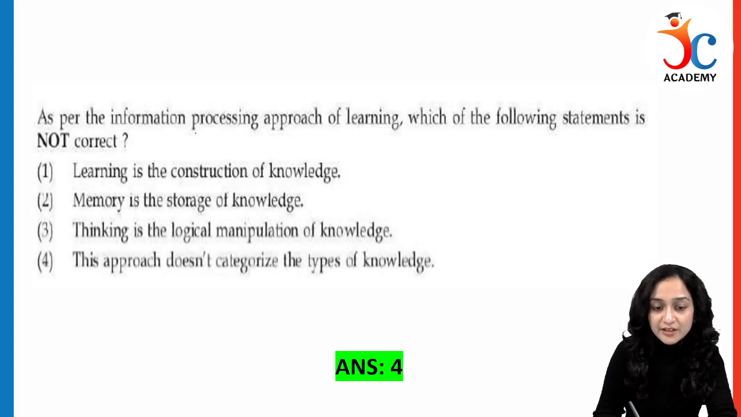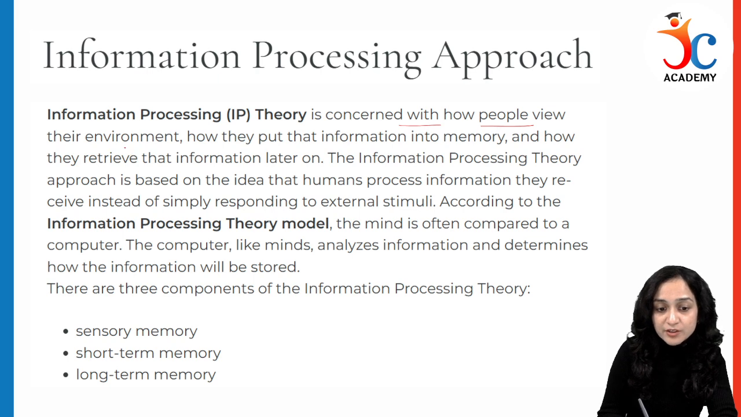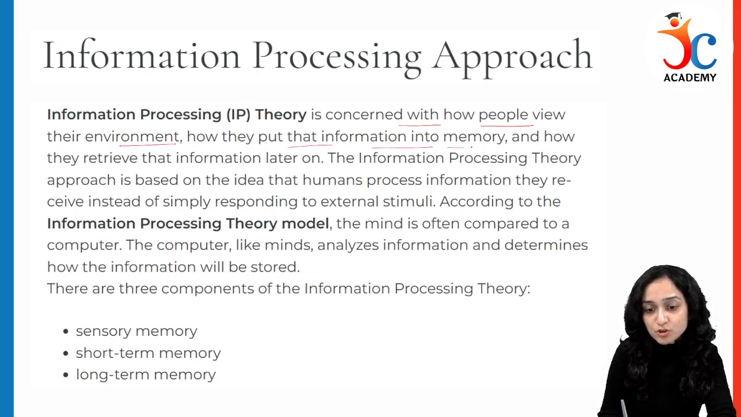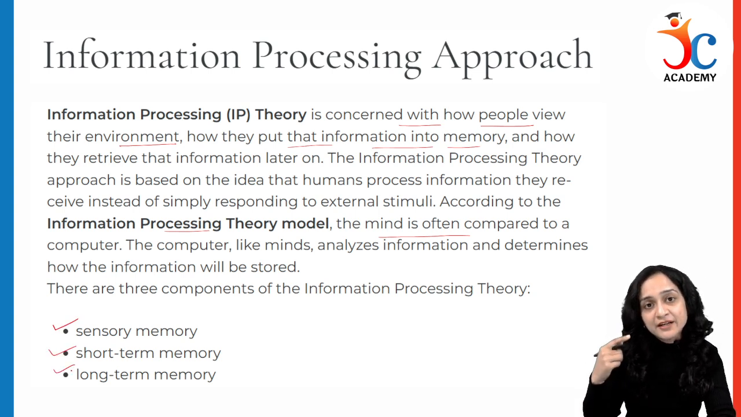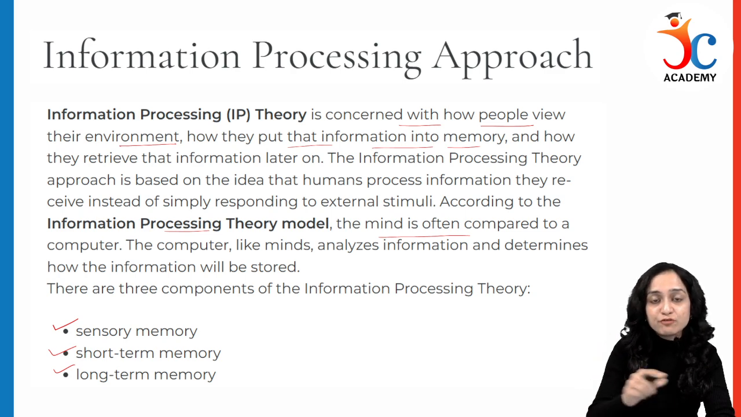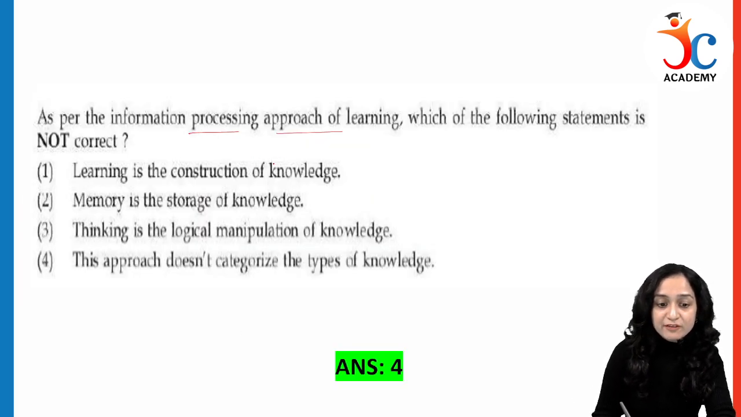Next question, as per the information processing approach of learning, which of the following statements is not correct? So, the information processing approach of learning is concerned with how people view their environment and how they put that information into memory. According to information processing theory, the mind is often compared to a computer. The three components are sensory memory, short-term memory, and long-term memory. How our mind is processing the information we have received from the environment as a stimuli. Now we have to identify which is the incorrect statement.